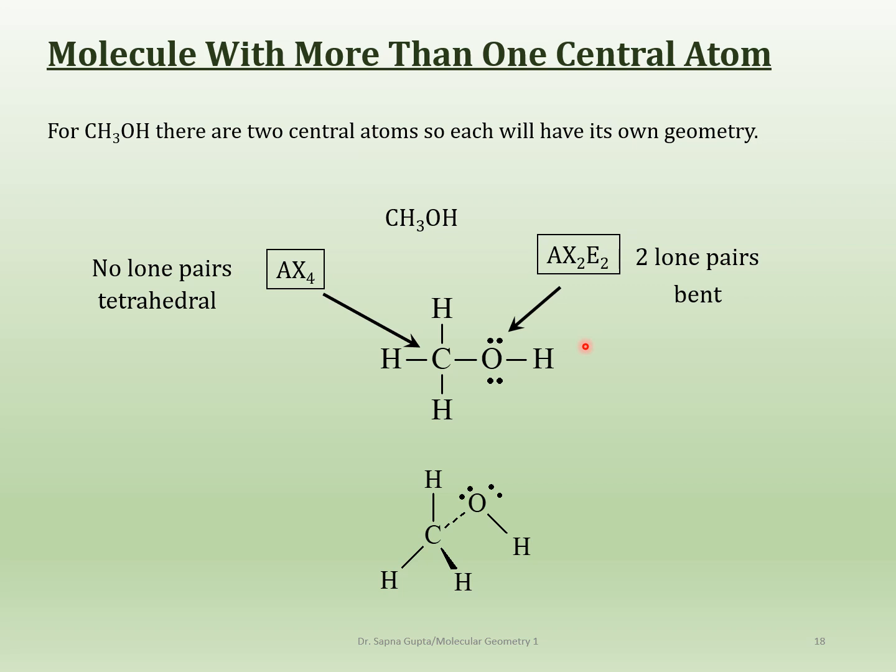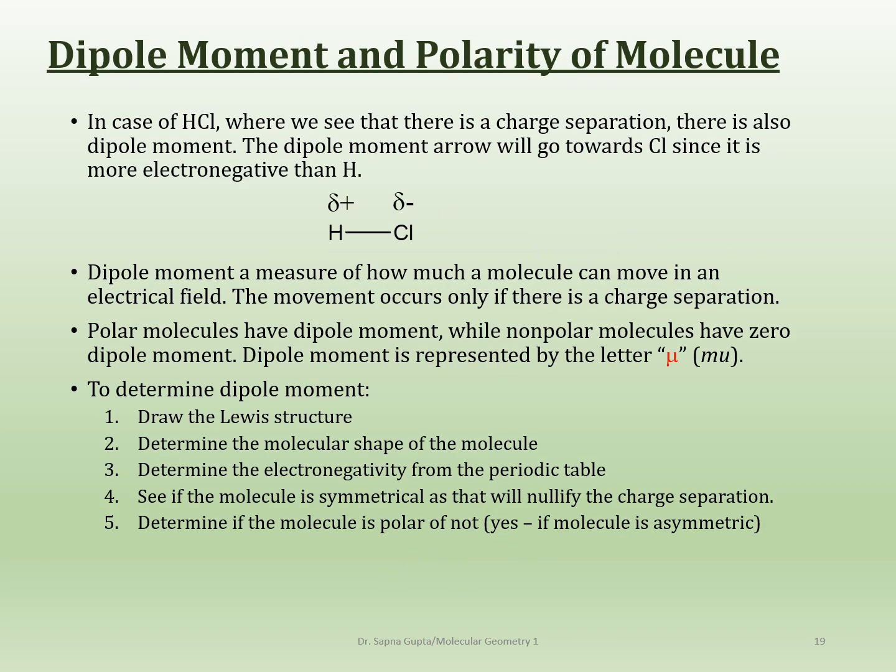And if you wanted to go ahead and draw the shape, that's kind of what it would look like. So you have the tetrahedral here, and then this is the bent shape that we have for oxygen. So that's what it looks like. So now we're going to take the shapes of the molecules and take it to the next level, and the next level is dipole moment.